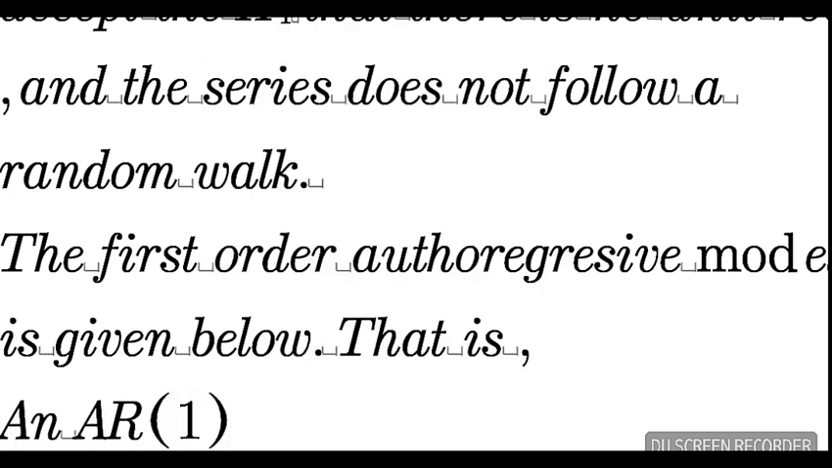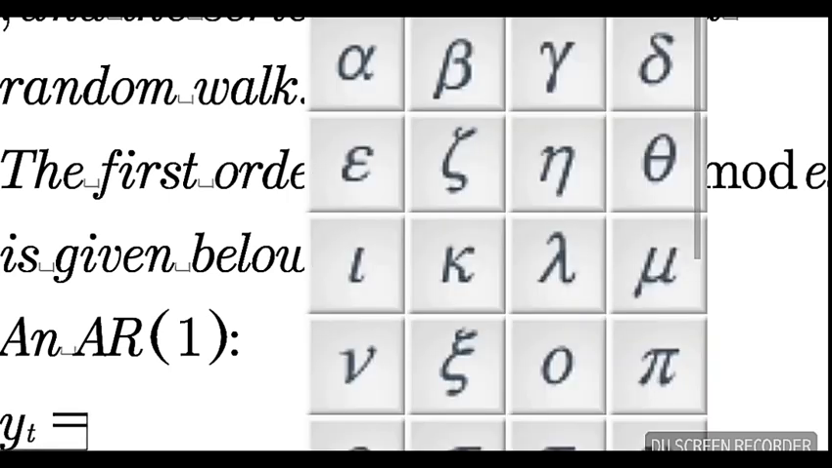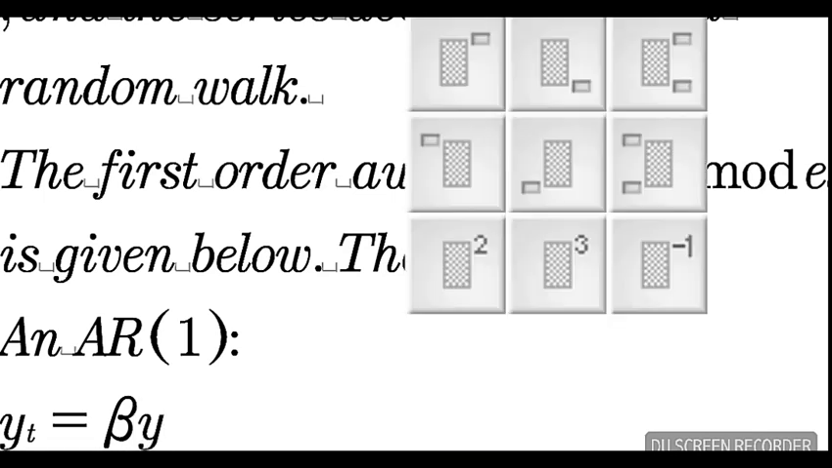So we have our first equation, that is the time series, where we have y sub t equals, let me say, beta, then the first lag of y, y sub t minus 1.